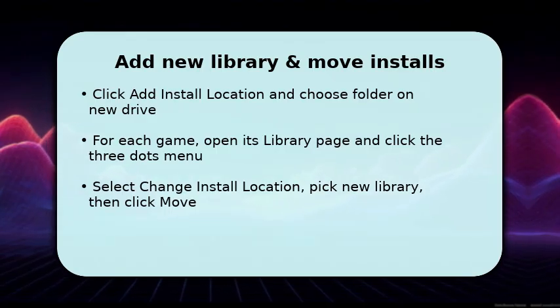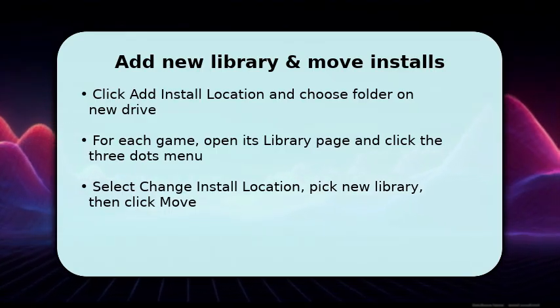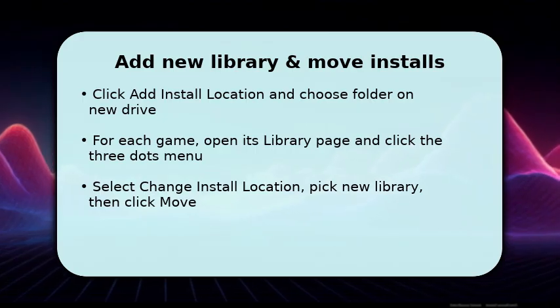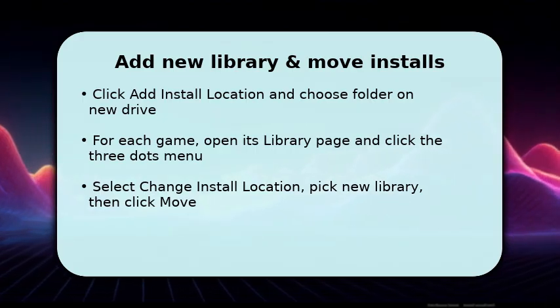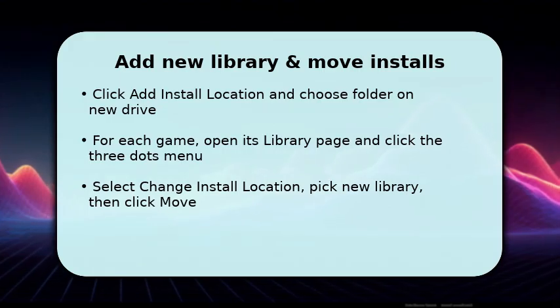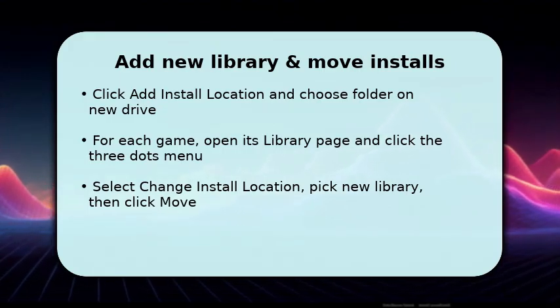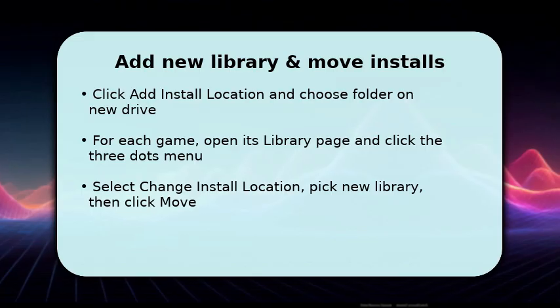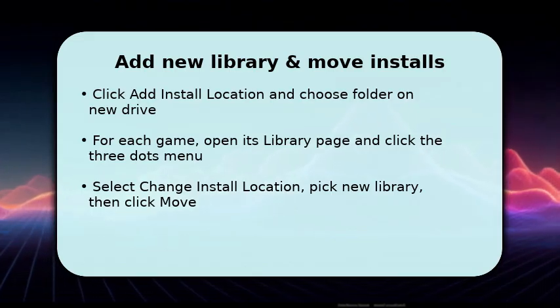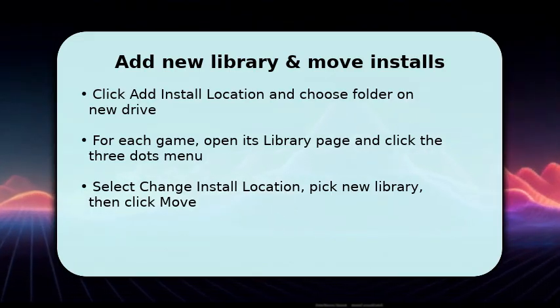Once added, go to Library, find a game, and click the 3 dots beside it to choose Manage and then change Install Location. Select the new library folder you just made and confirm move. The launcher will transfer files instead of re-downloading when possible, saving time and bandwidth.